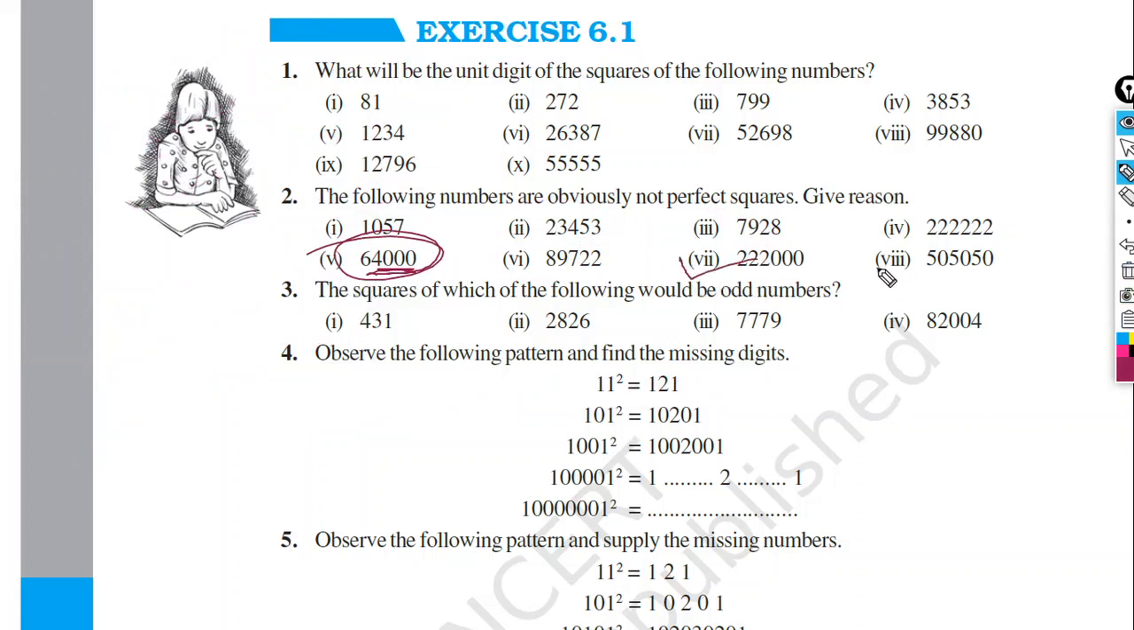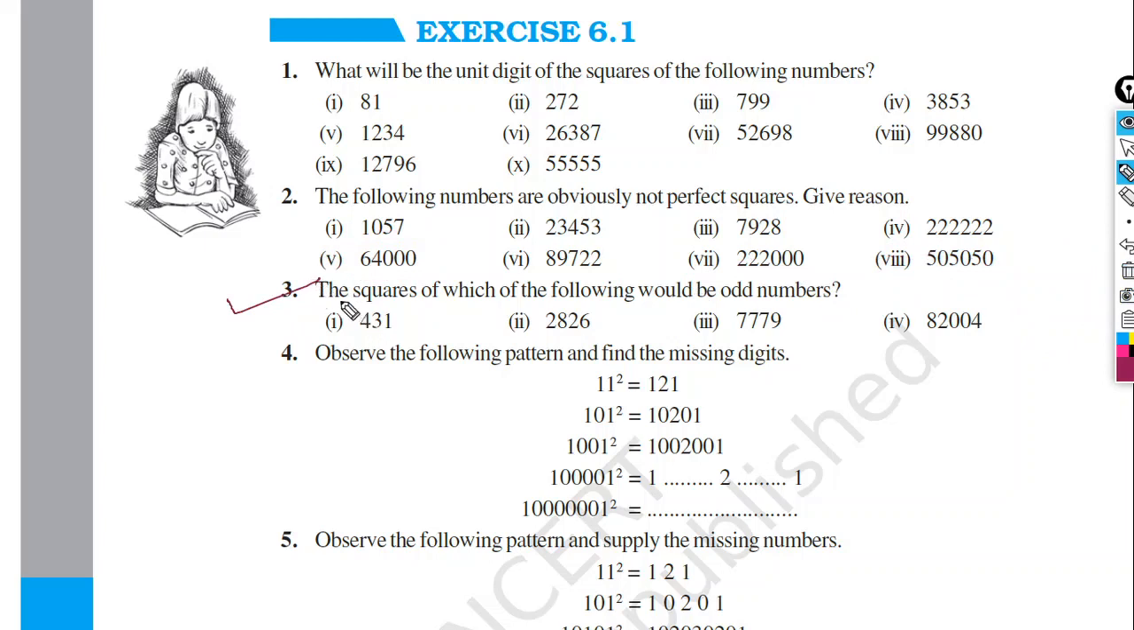Similarly in the next one, there is only one zero. We need at least how many zeros? At least we need 2 zeros or 4 zeros or 6 zeros like this, but there is one zero, so this number is also not a square number.